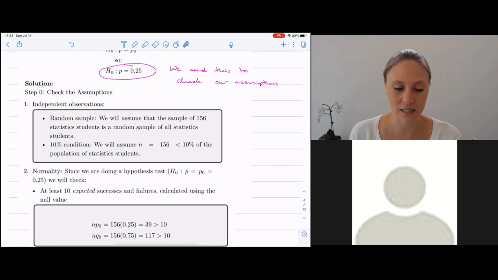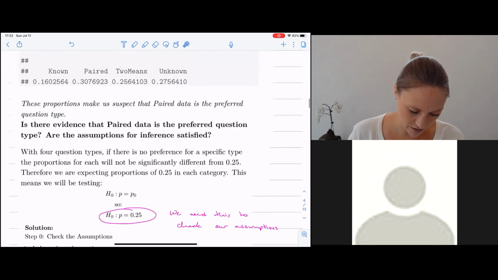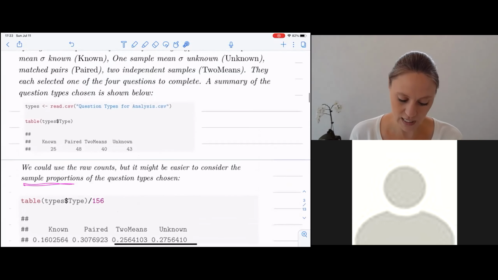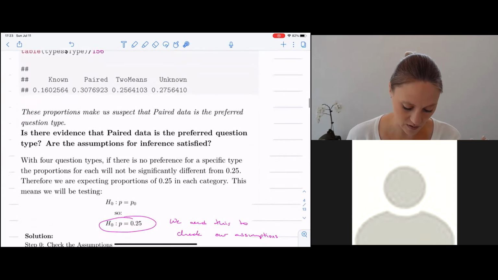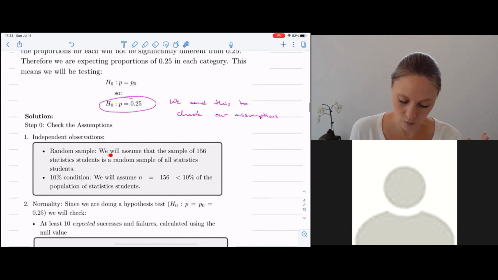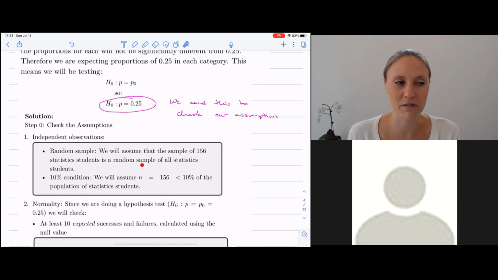Now, the question itself, right? It just says on an exam, 156 statistics students were given the choice. It actually doesn't say that they were randomly selected. That's okay, but it is something that we have to assume to do these analyses. And so what we say is we will assume that the sample of 156 statistics students is a random sample of all statistics students. Say that 5 times fast.